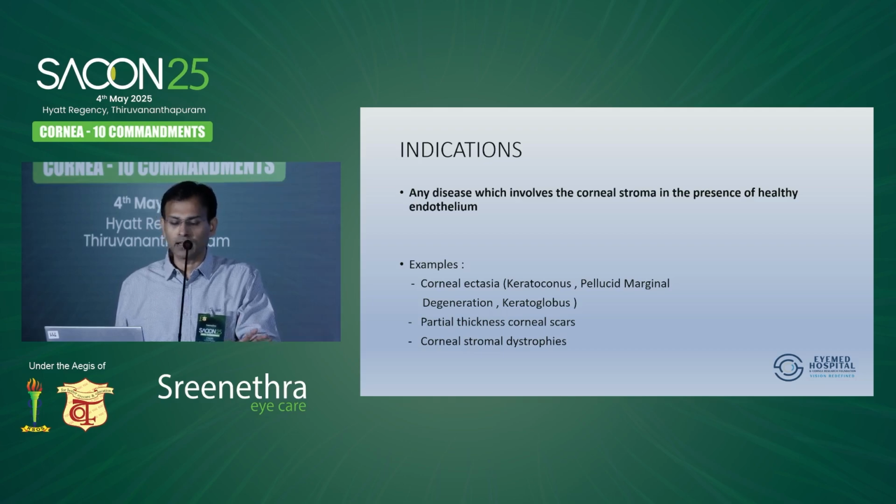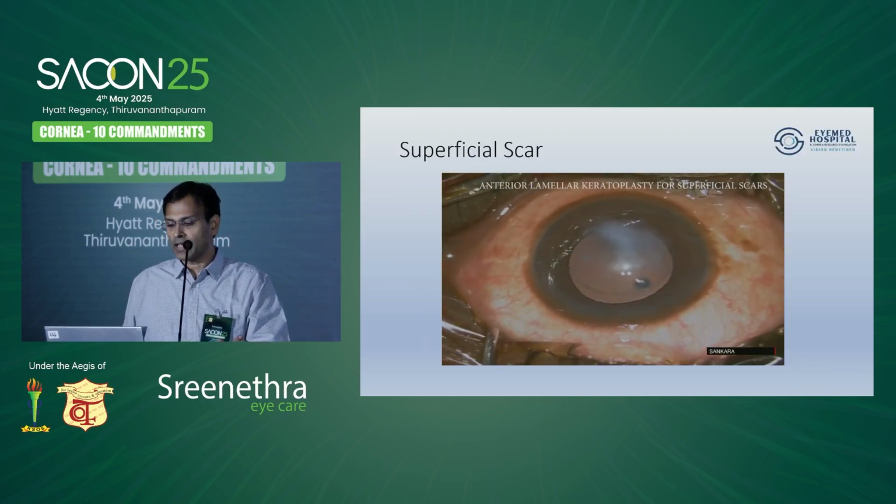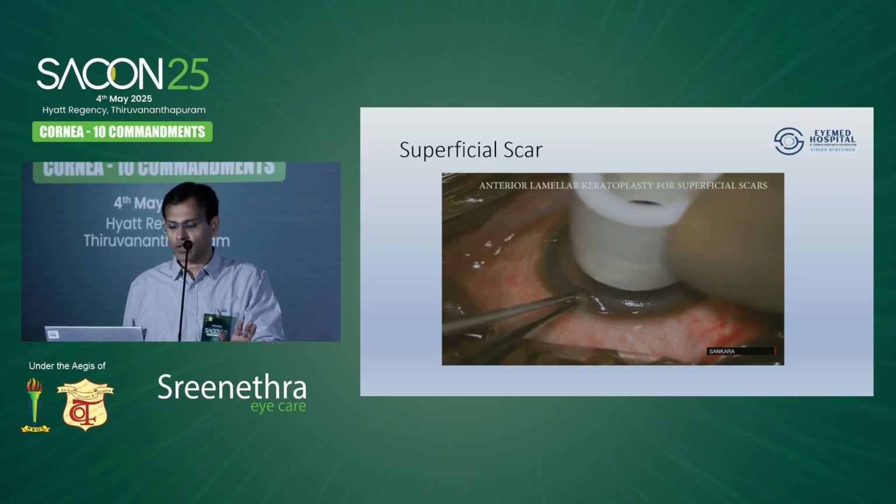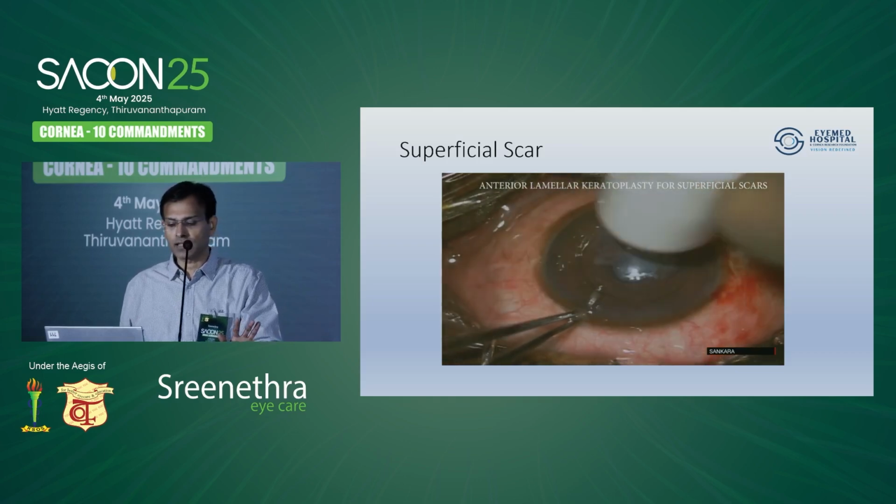For any anterior stroma disease, for example, corneal ectasias like PMD and keratoconus and keratoglobus, and any corneal scars, partial thickness scars, corneal stromal dystrophies. For scars, you have OCTs nowadays. You measure exactly the depth on the OCT, 200, 300, whatever, and you can exactly cut that portion and replace that portion. So any anterior lamellar, this is for any superficial scars.